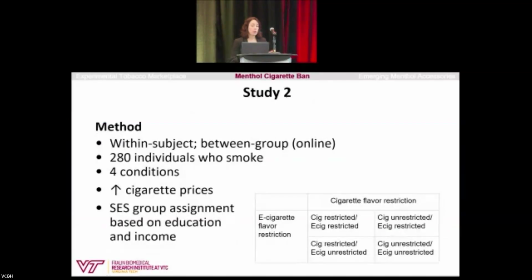So we ran another study that was remote and hypothetical. We recruited 280 individuals, and each participant completed the same 4 conditions. We used the same 2x2 matrix from the previous study. And participants were categorized into lower or higher socioeconomic groups based on their education and income levels.